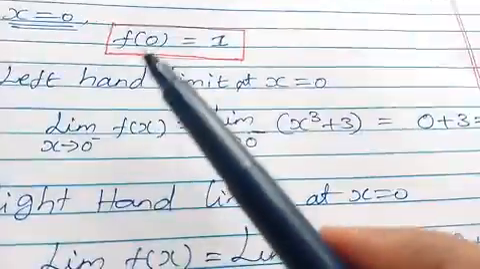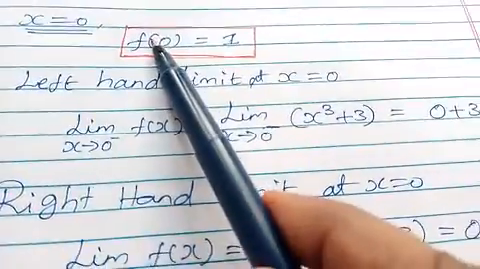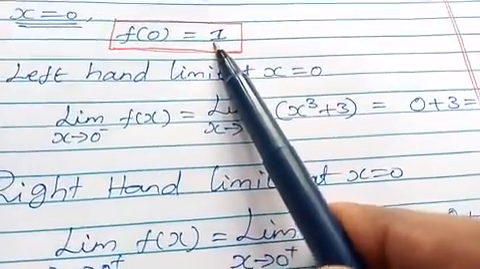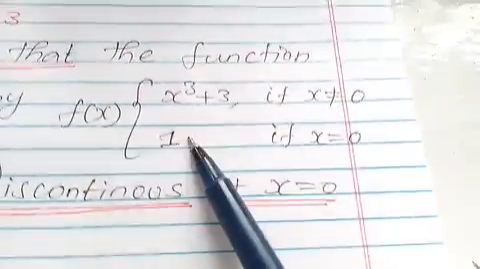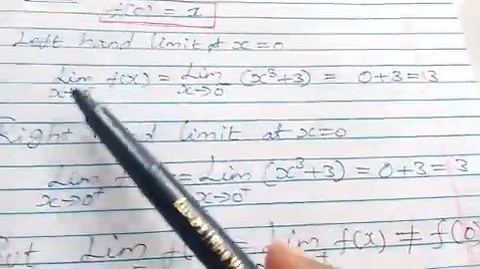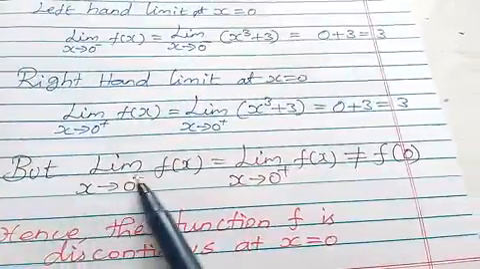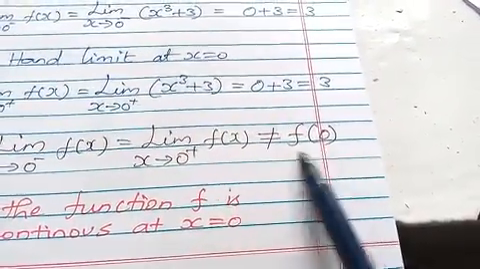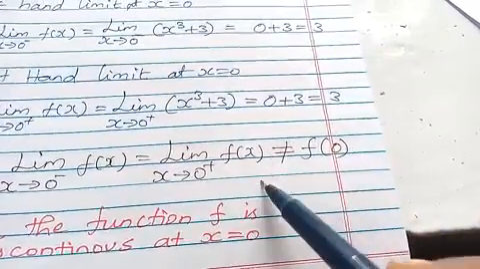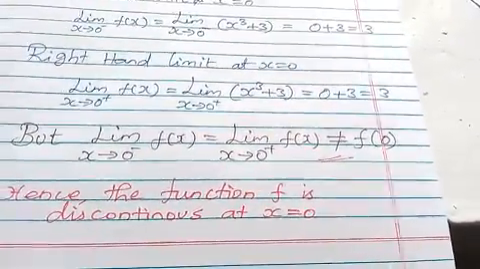But when you apply x is equal to 0 in the function, f of 0 will be 1. Because the question is x is equal to 0 means function will be 1. Here x not equal to 0, both the cases answer is 3. Hence left hand limit and right hand limit both are equal, but f of 0 is not equal. Hence, the function f is discontinuous at x is equal to 0.